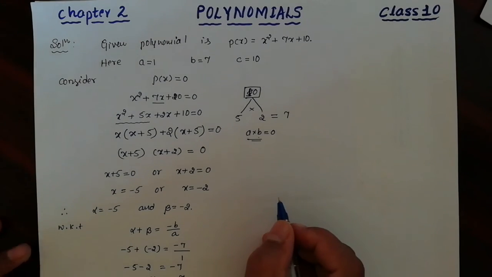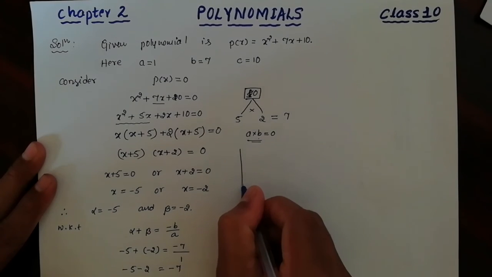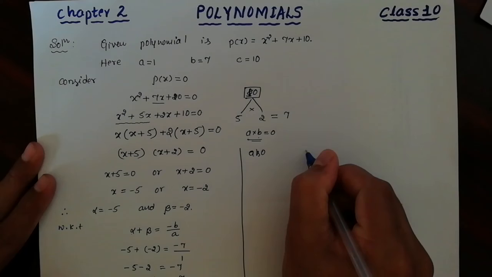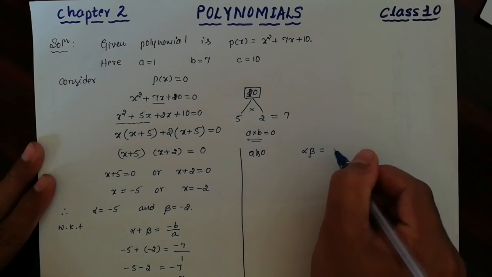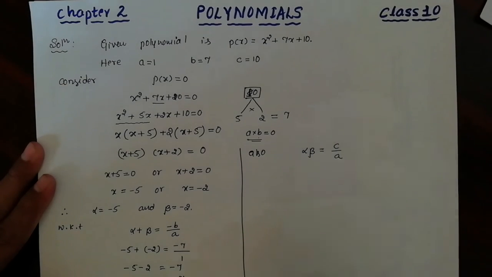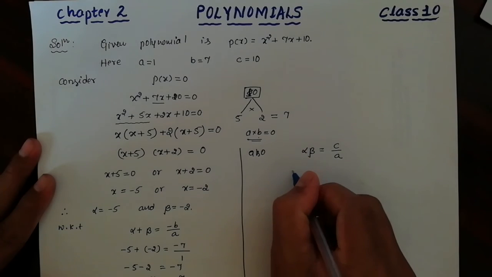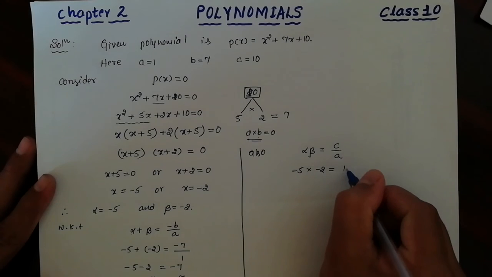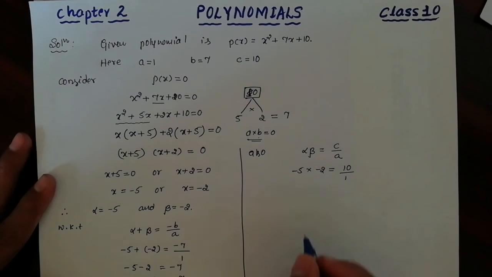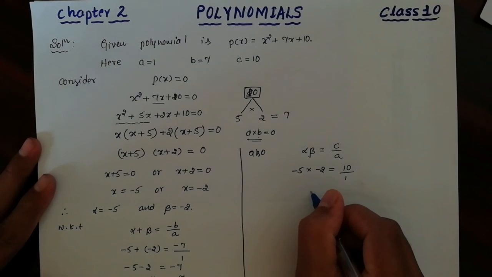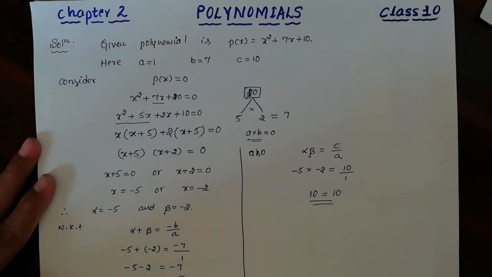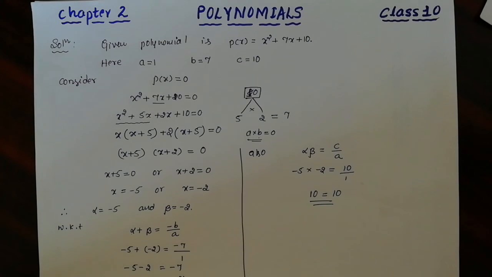Now look at the product of zeros. I'm going to write down: alpha into beta is equal to c divided by a. Alpha is minus 5 and beta is minus 2, which is equal to c, which is 10, divided by a, which is 1. Minus 5 into minus 2 becomes plus 10, which is 10 by 1, that is 10. So the product of zeros is also verified, and at last you need to write the conclusion.